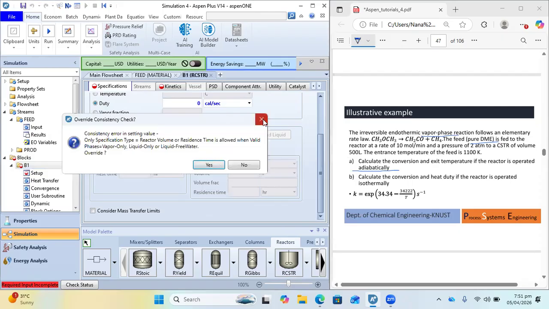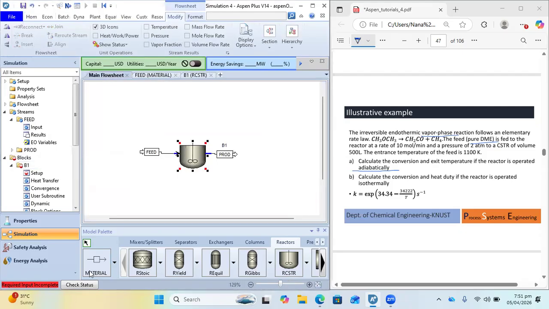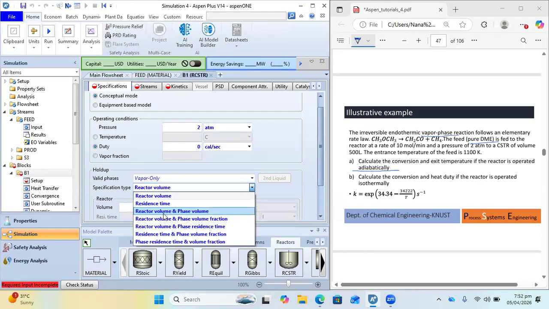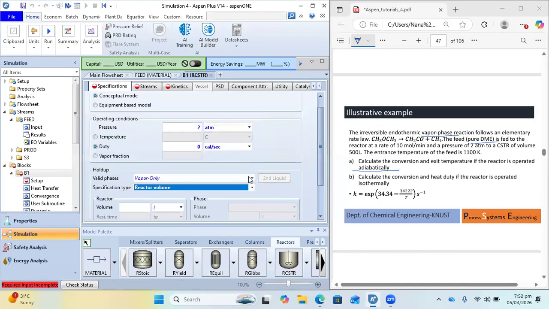Oh, okay. If I have to do this, I'll have to add another outlet. But let me do that just to show us, just so that we understand what I'm trying to say. I'll delete it afterwards. Valid, I have to change this as well to vapor-liquid. Okay.